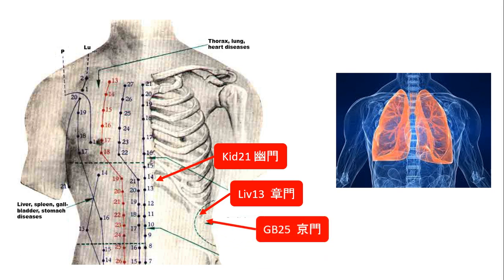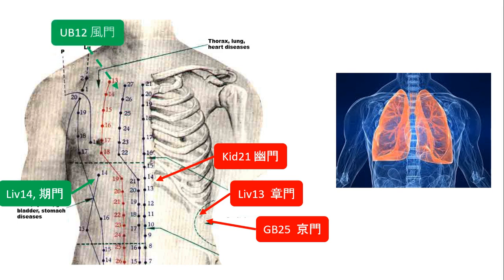2 of them are on the ribs, at the edge of the lungs, when not expanded. That is liver 14, Qimen, the period gate, and bladder 12, Fengmen, the wind gate. The cloud gate, lung 2, is at the top lateral edge of the lungs.